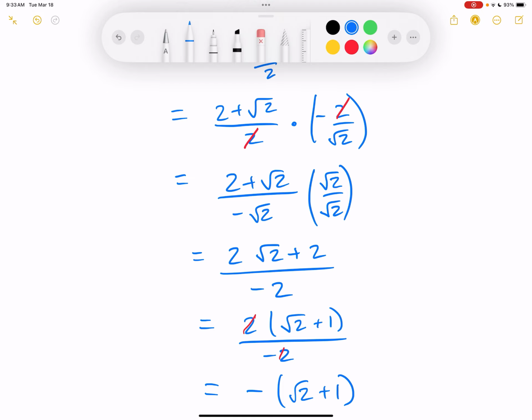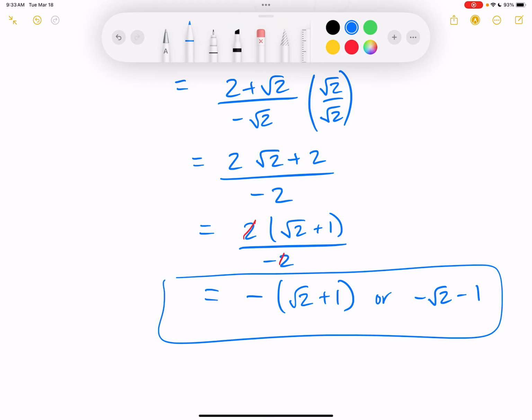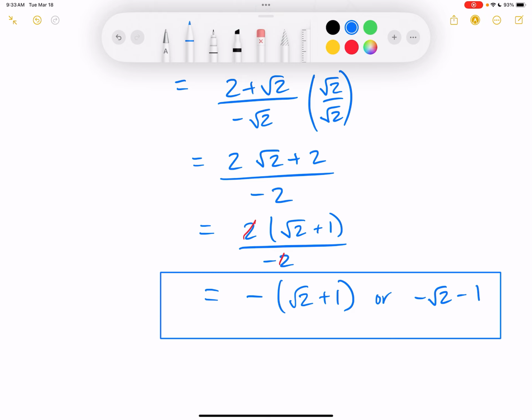Now, if you wrote it like this, negative root 2 minus 1, this would also be totally fine. So either of these would be acceptable answers for this, or flip the numbers, 1 plus root 2 times the negative. As long as you have that general looking thing, you're fine. Okay.